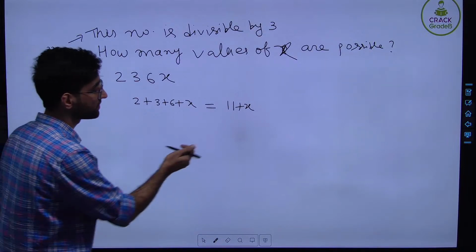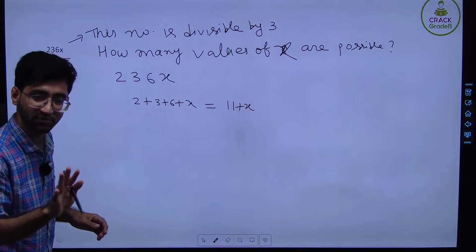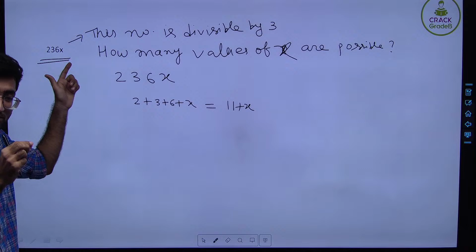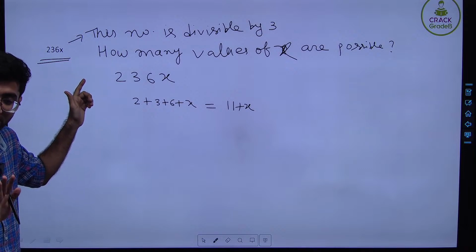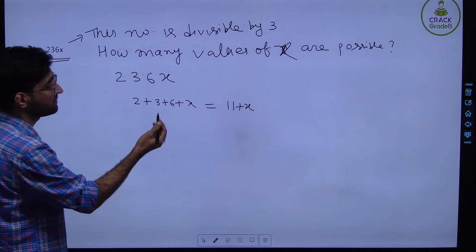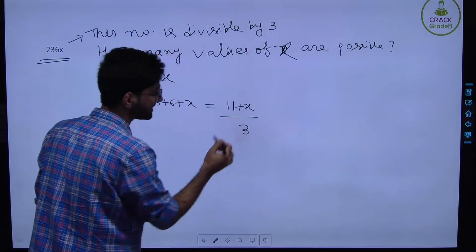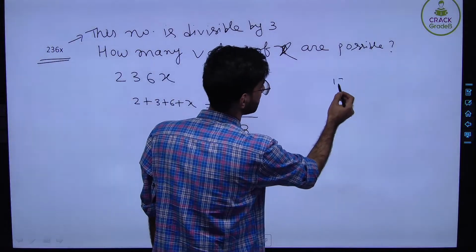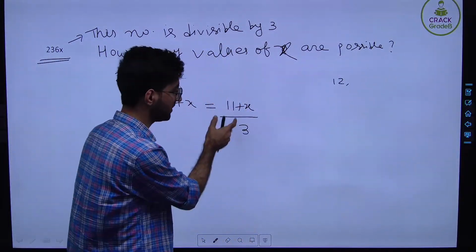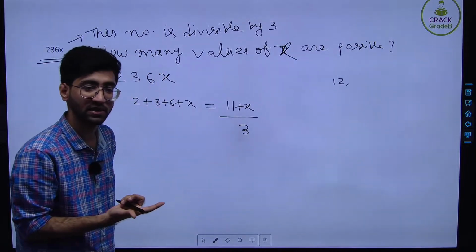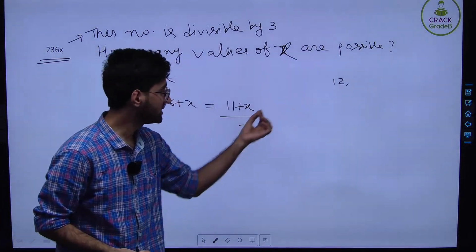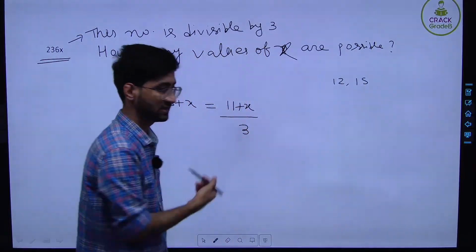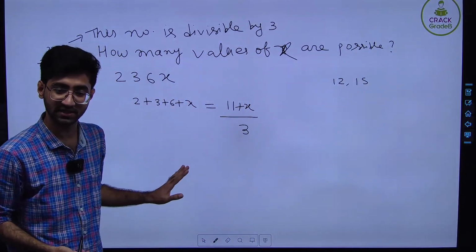Now try to see. Can you put a negative value for x? No, you can't. You can put the values of x from 0 to 9, right? And if 11 plus x is divisible by 3, how is it possible? If this value is equal to 12, then 12 is divisible by 3. If this value is equal to 15, then 15 is divisible by 3, right?